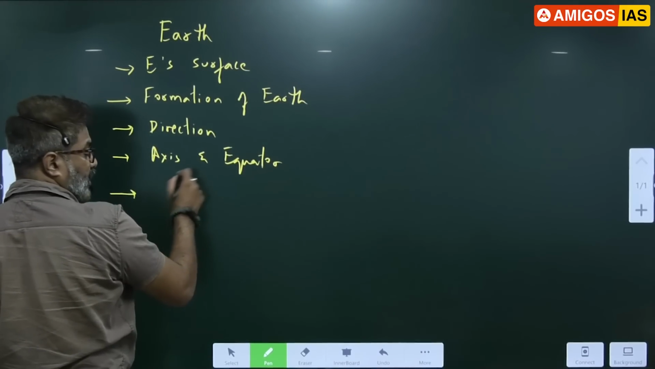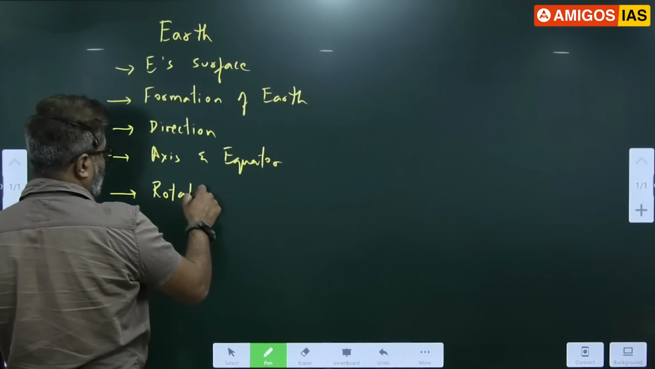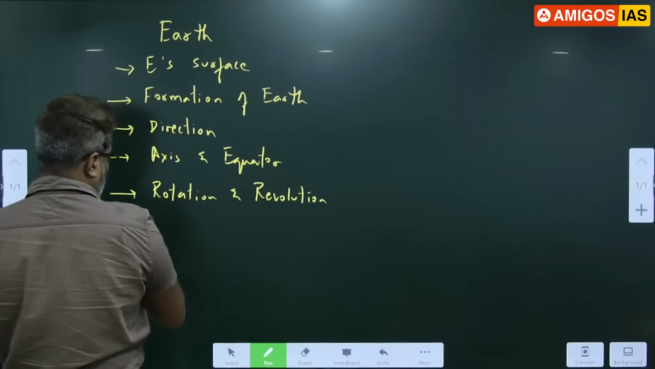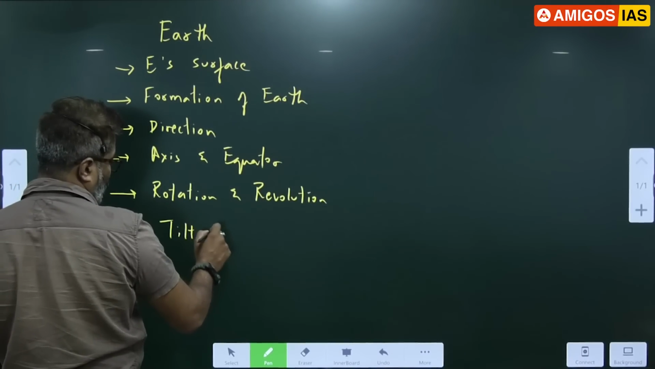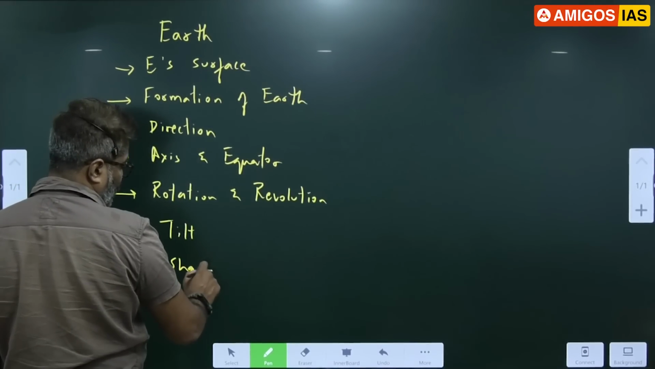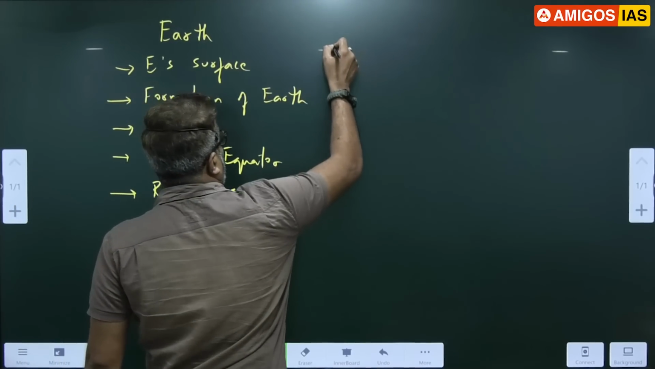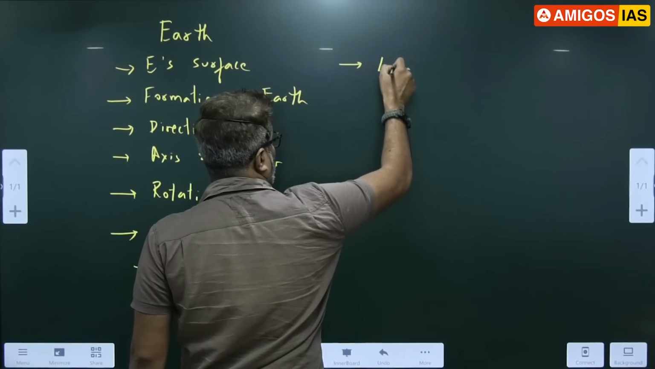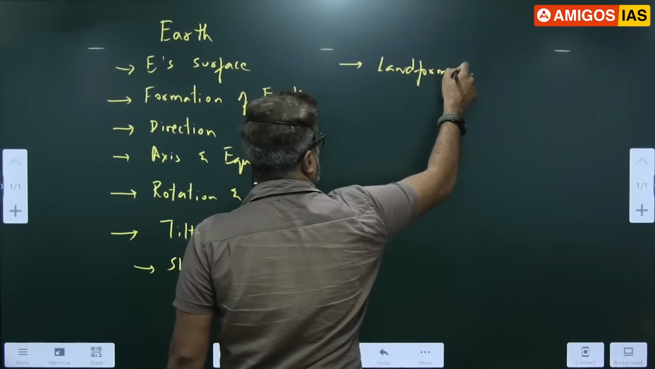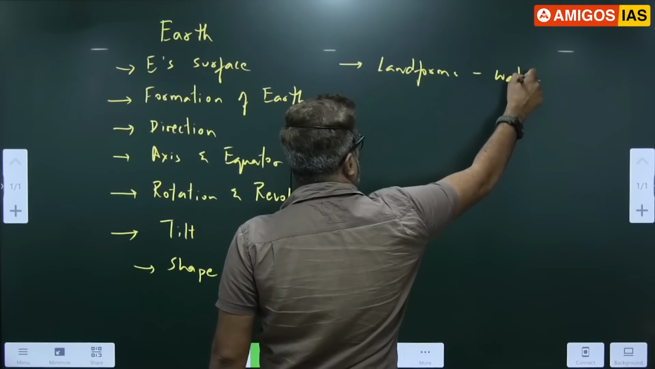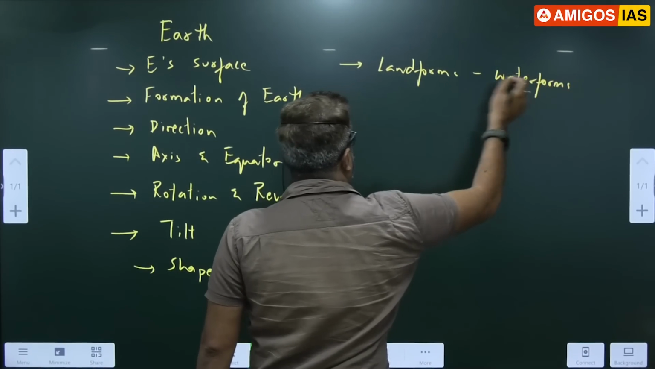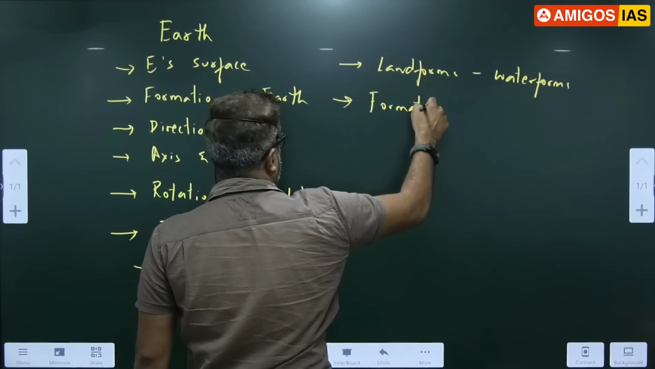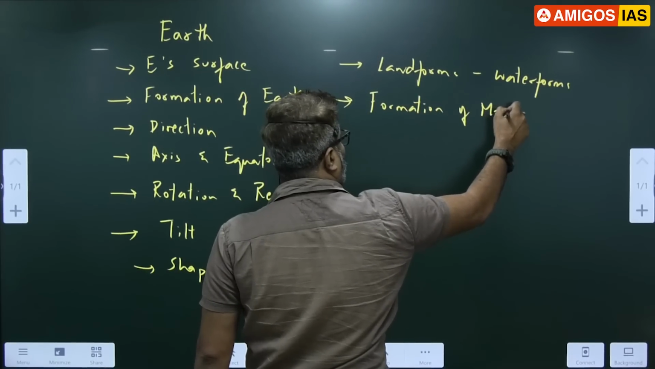We have discussed rotation, revolution of Earth. So we have discussed the tilt of the Earth. We have discussed shape of the Earth. Correct? Shape we have discussed. Yesterday's topics. Landforms we have discussed. Basic landforms, water forms. Okay. We have discussed formation of moon also. Correct. Any doubt in this?